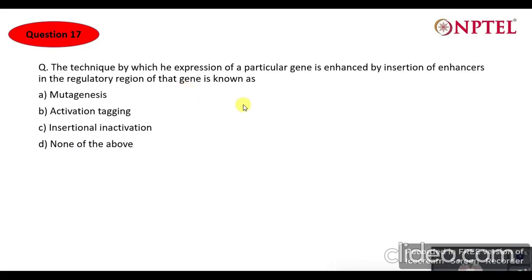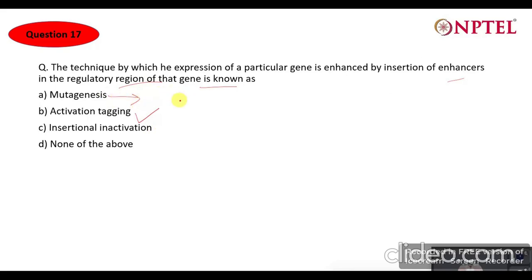So, moving forward, the technique by which the expression of a particular gene is enhanced by insertion of enhancers in the regulatory region of that gene is known as. The question says that we have enhanced the expression of a particular gene by the insertion of a regulatory element in that region. So, this is done in activation tagging. So mutagenesis cannot be the option.